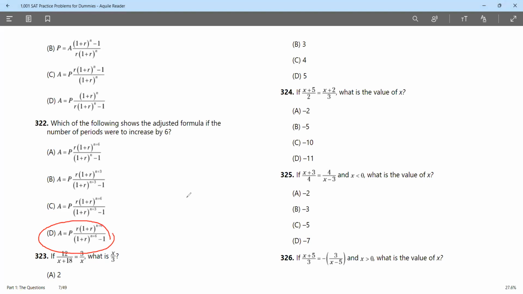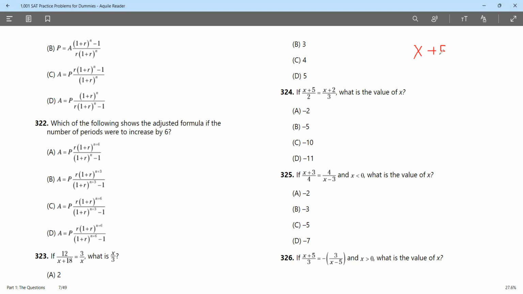Let's search for another question. Okay, let's answer this one. This one is very easy. I will write it here to be very clear to you to answer it together.